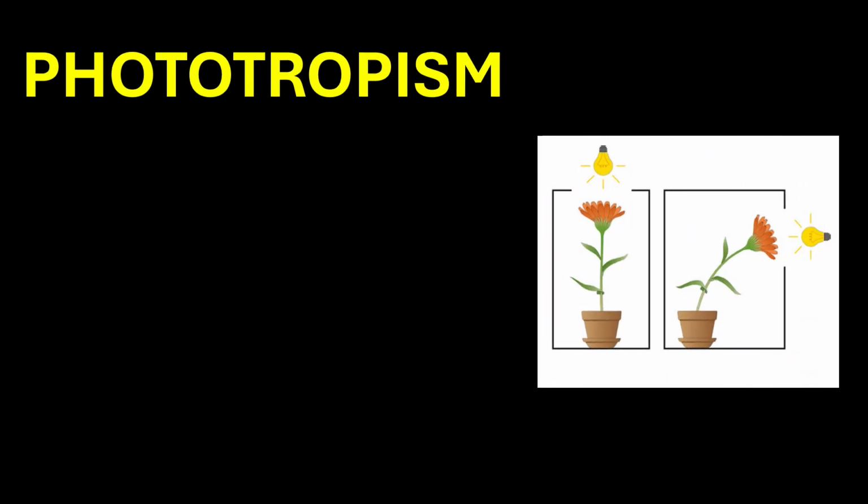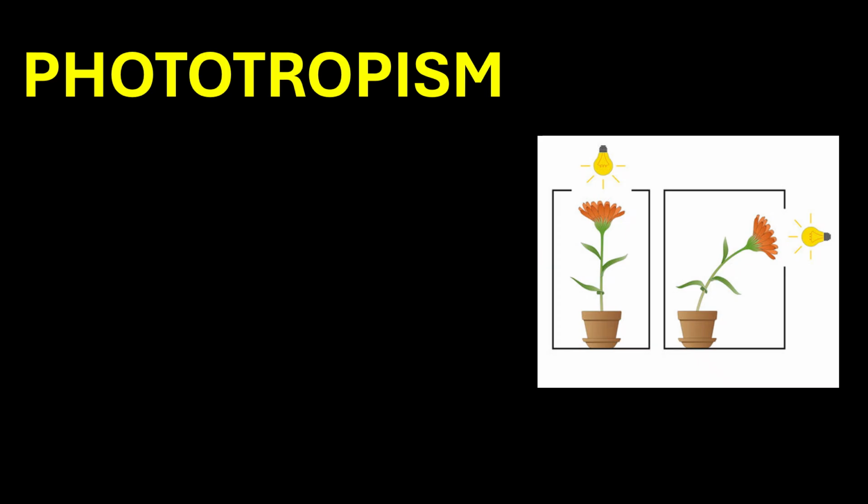So there's a picture here, and you can see there's a box. Now this box encloses the plant. The plant is potted, and there is an opening here to allow light to shine through. For as long as the opening is above the plant, on top, and the light is coming from the top, you can see the plant grows naturally vertical towards the light source.